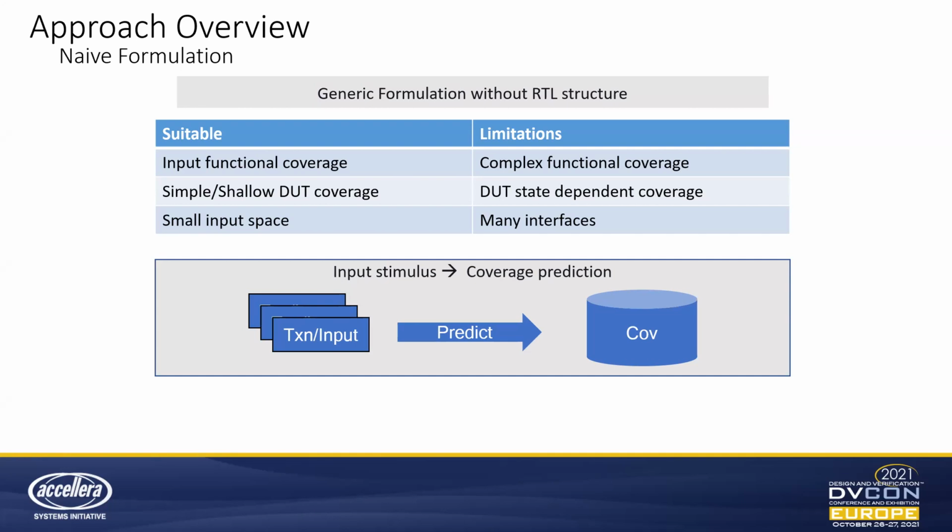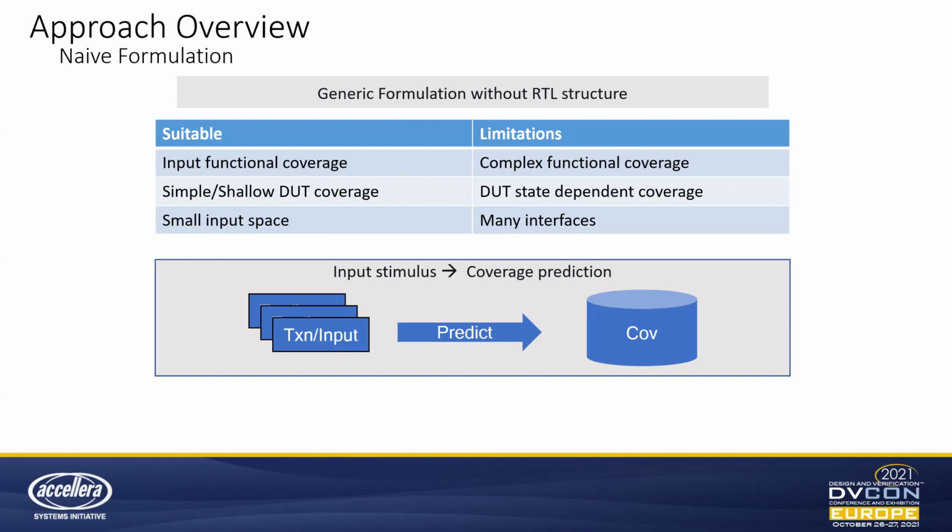However, it's broadly not suitable for more complex types, for example, combinatorial or sequential coverage types. This can also include complex or state-dependent DUT coverage and can be hampered by large input spaces, which may constitute many different interfaces or types. All of this can be difficult to manage with this formulation.